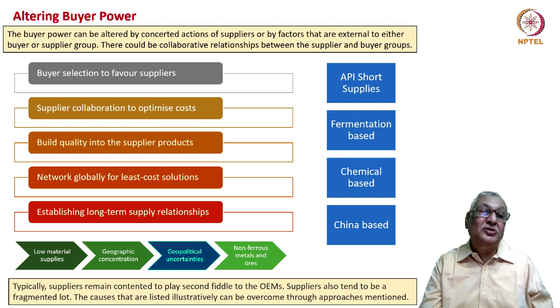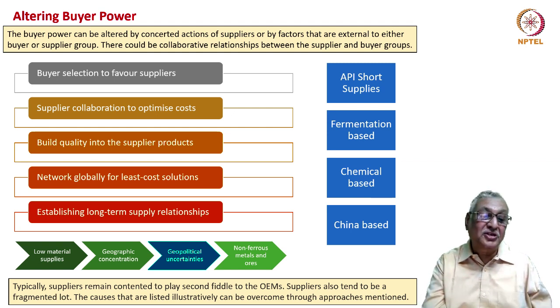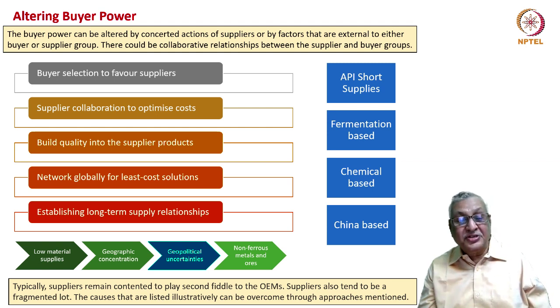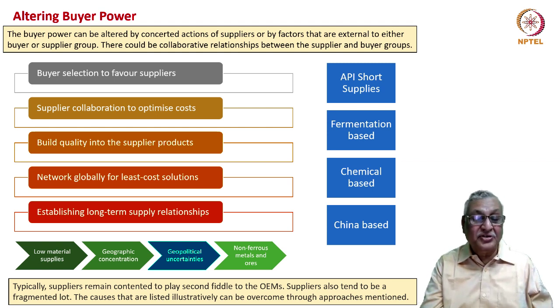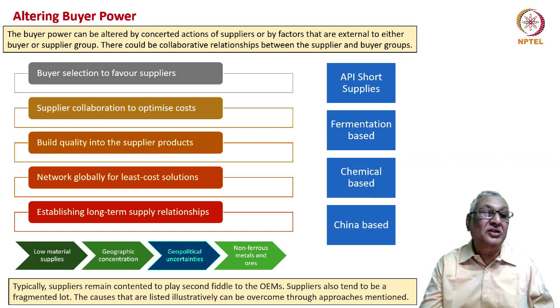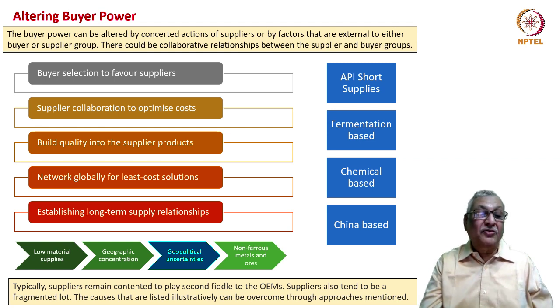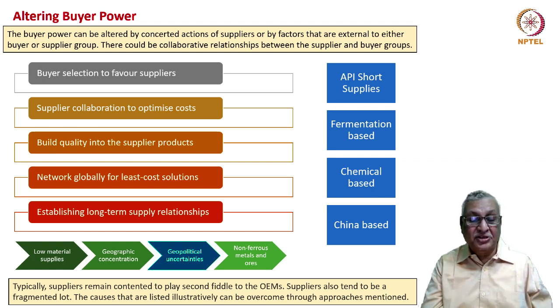But the buyer power is also affected by certain factors which are at times beyond the control of either the company or the buyers. There could be low material supplies. There could be geographic concentration. You want to get into electric vehicles business, but the cobalt is concentrated in Africa. Rare earths are concentrated in China. So there is a geographic concentration. There are geopolitical uncertainties. And non-ferrous metals and ores are not easy to extract and refine. These are the kinds of things which alter the buyer power because of the supply infrastructure that gets changed.